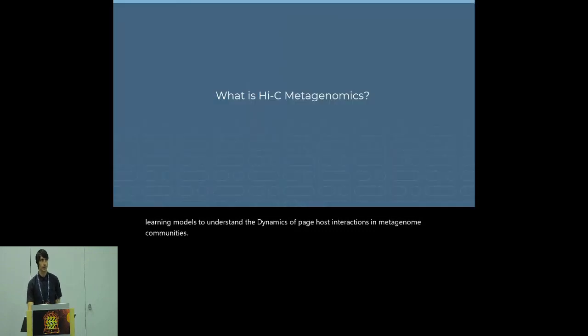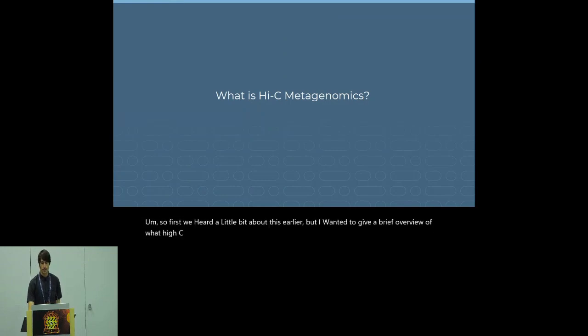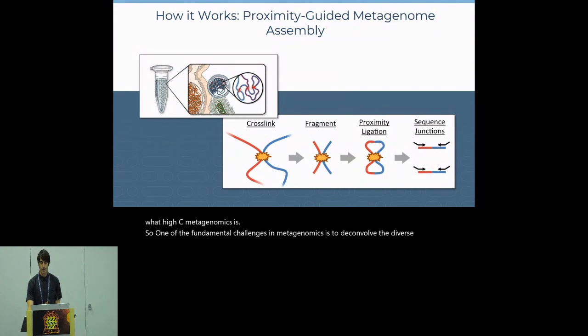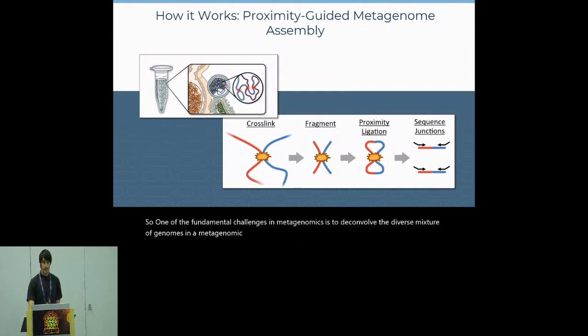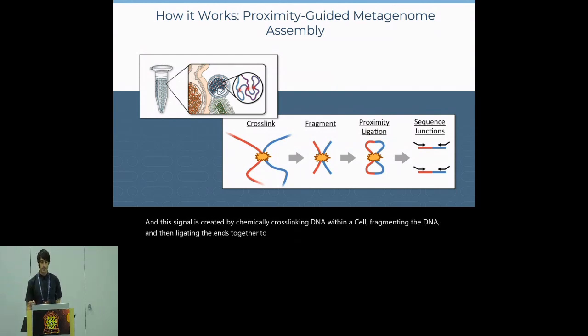So first, we heard a little bit about this earlier, but I wanted to give a brief overview of what Hi-C metagenomics is. One of the fundamental challenges in metagenomics is to deconvolve the diverse mixture of genomes in a metagenomic sample. And Hi-C technology greatly mitigates this because it provides a signal between different contigs in a metagenomic assembly that can be used to group genome fragments together. And this signal is created by chemically cross-linking DNA within a cell, fragmenting the DNA, and then ligating the ends together to create chimeric reads that map to different contigs in a metagenomic assembly.